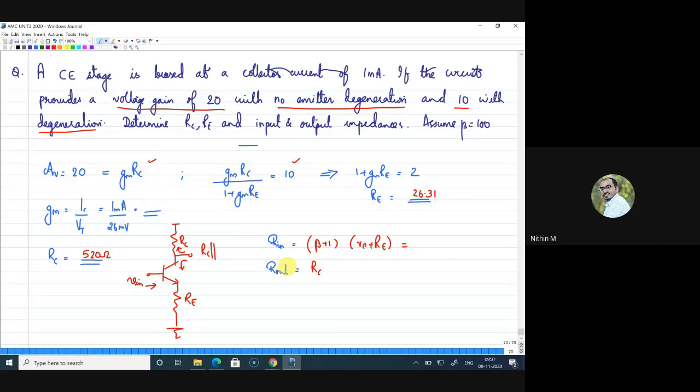Since R naught is not given, or should be taken as infinity, in that case your R out is equal to RC. So I think your answers are: R in is close to 5.2K, and R out is RC itself, which is 520 ohms. If you are getting some different answers, you can just let me know. I'll check. Kirtana, is it clear? It is not RE parallel to RE. That applies in the common collector mode.